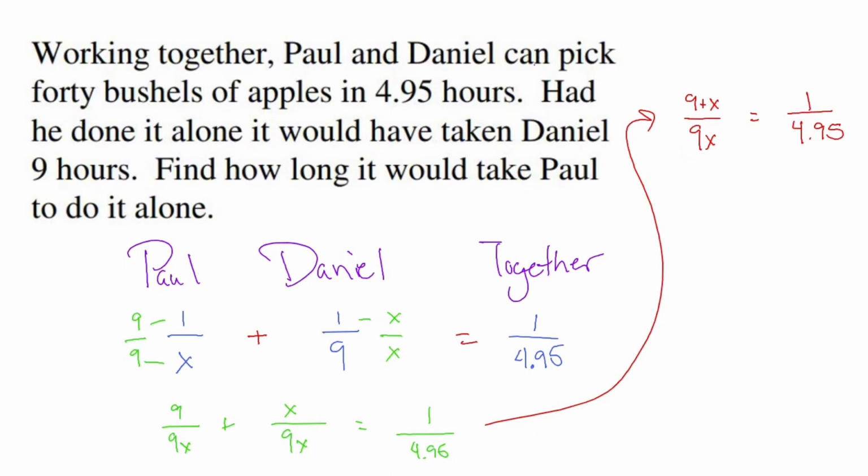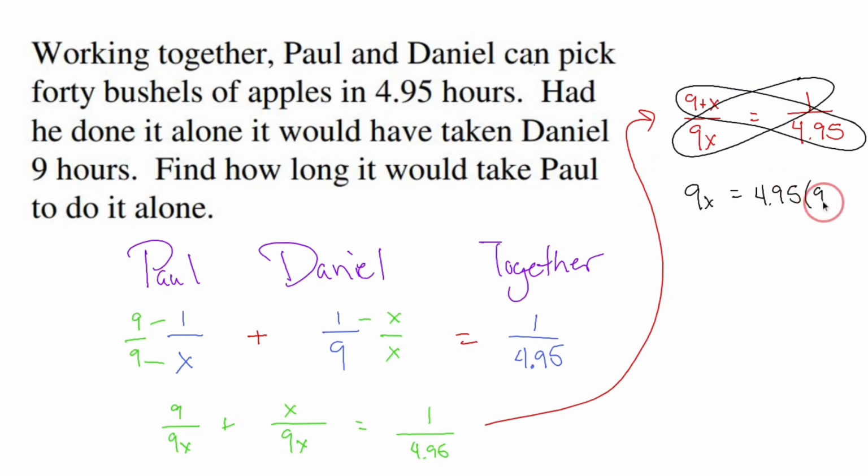Now what we have is a proportion. A proportion is a fraction equals a fraction. You cross multiply the two diagonals, so 9x times 1 is just 9x. You cross multiply these, and since you have 9 plus x in one of the fractions, it's going to be the distributive property, so I'll write it out like 4.95 times 9 plus x. Distributive property on the right.